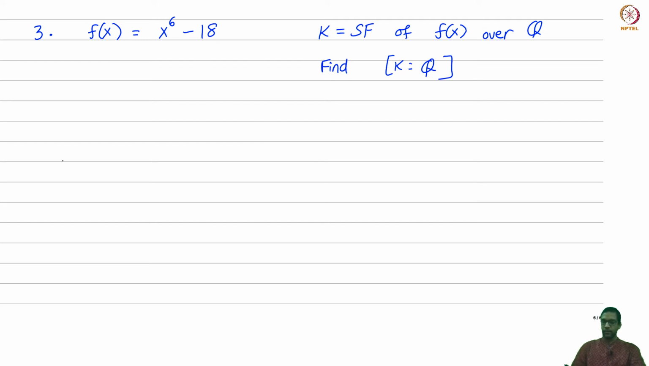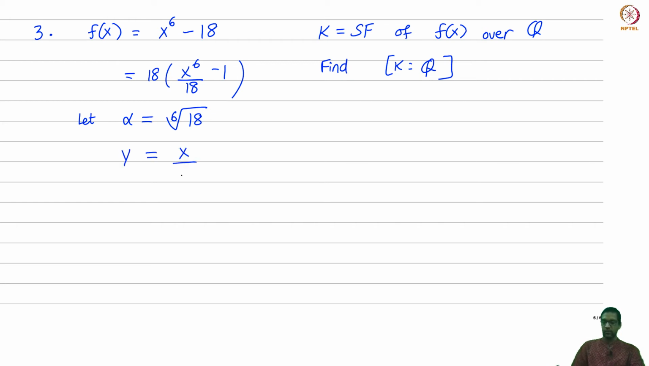Okay, so let's do this. Let's rewrite it as follows. I'll pull the 18 out, write it as 18 times x to the 6 over 18 minus 1. Okay, and let me just call the first term y to the 6. Clearly there is an obvious root of this polynomial that I can write out, which is just the 6th root of 18. Okay, it's a real root. So let alpha denote that real root, the 6th root of 18.